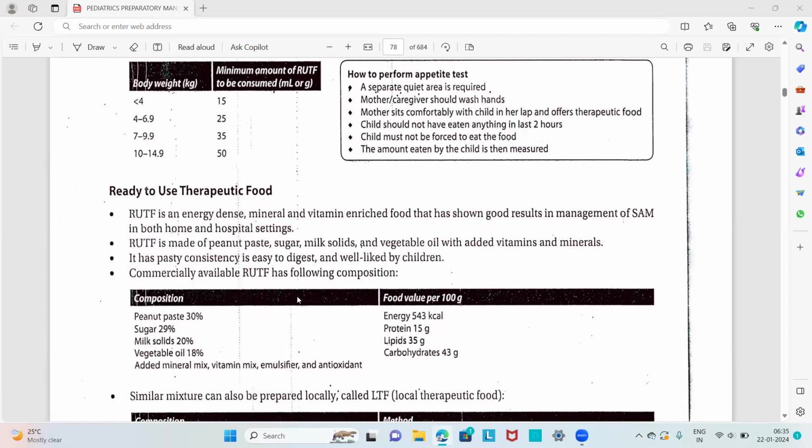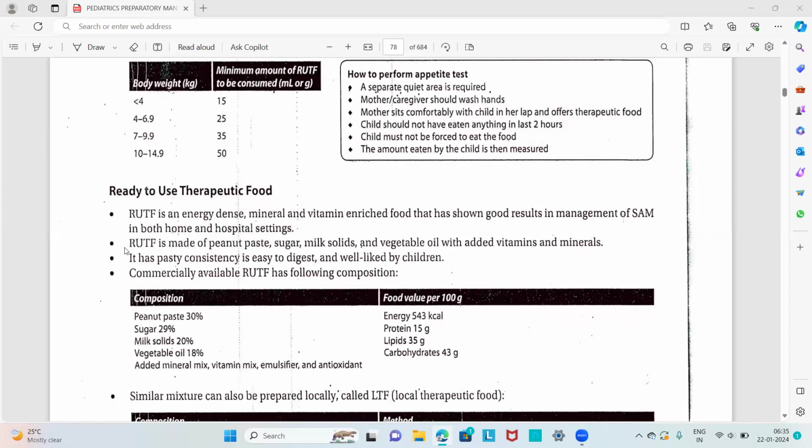Then what is ready to use therapeutic food? That is RUTF. That is also asked as a short note. Ready to use therapeutic food is an energy dense, mineral and vitamin enriched food that has shown good results in the management of severe acute malnutrition in both home and hospital settings.